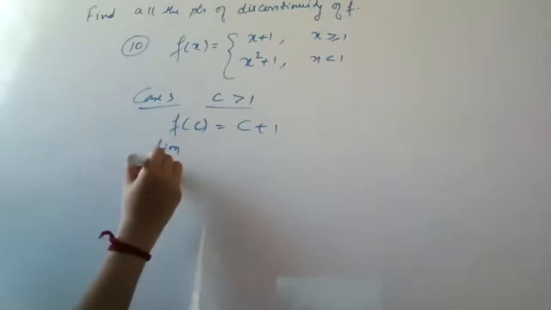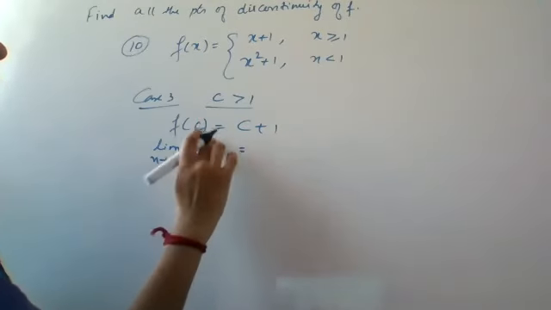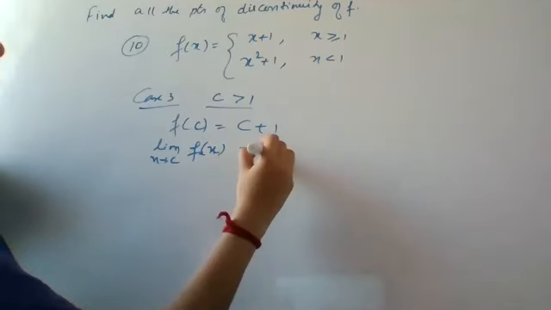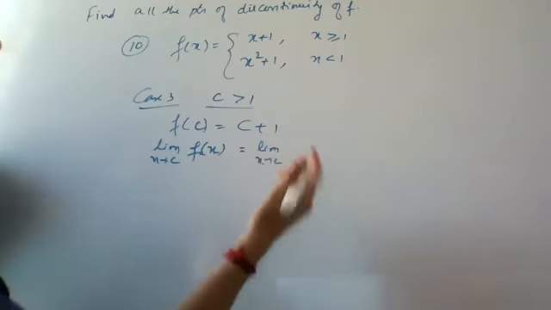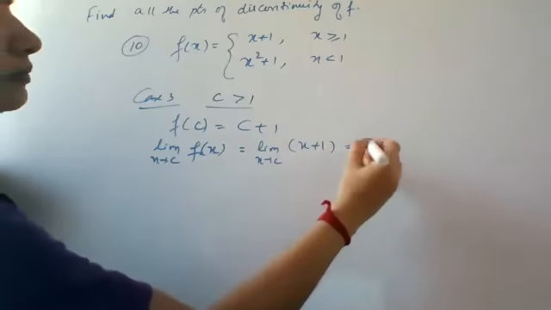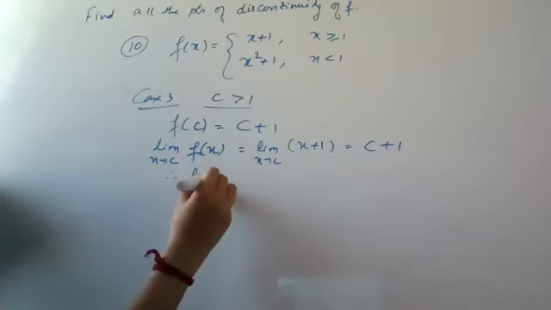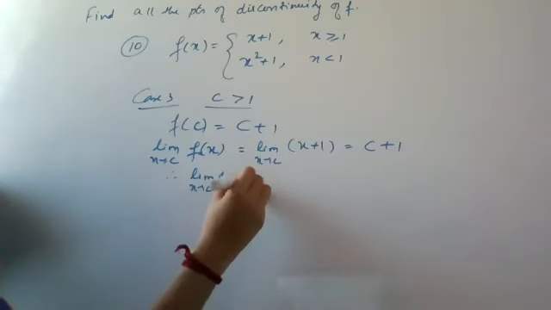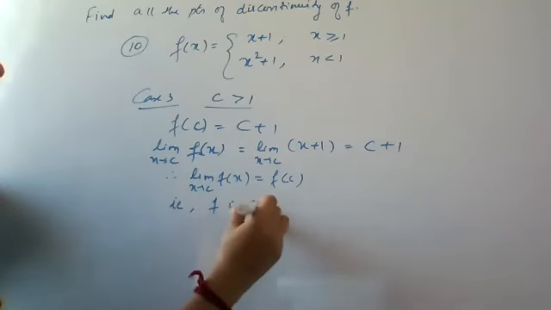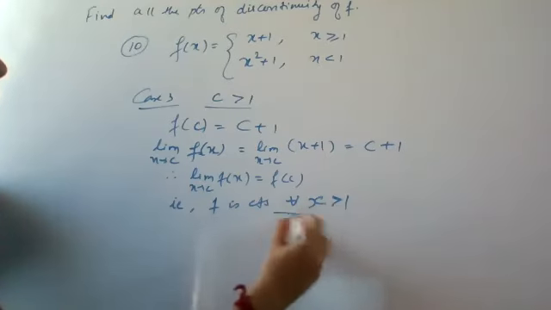Again, limit x tends to c. f of x will be, limit x tends to c, f of x will again be replaced with x plus 1, which is for greater than 1. Again, replace your x with c, you get c plus 1. Therefore, limit x tends to c of f of x is equal to f of c. That is, f is continuous for all c, or for all x, which are greater than 1.